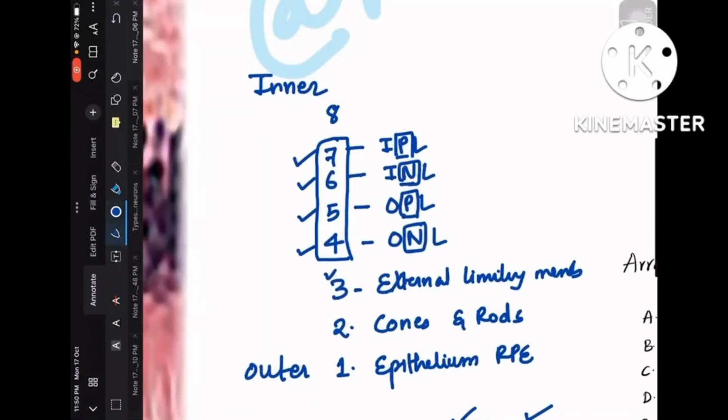Now coming to 8th is ganglion cell layer, guys. So look at here, GAN, GLION. So all these are 8 letters, right? So ganglion is an 8-letter word. So 8th layer is ganglion cell layer.